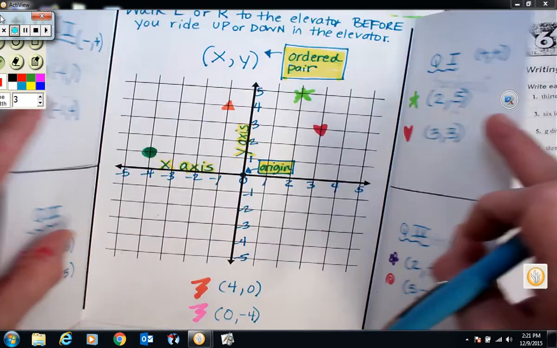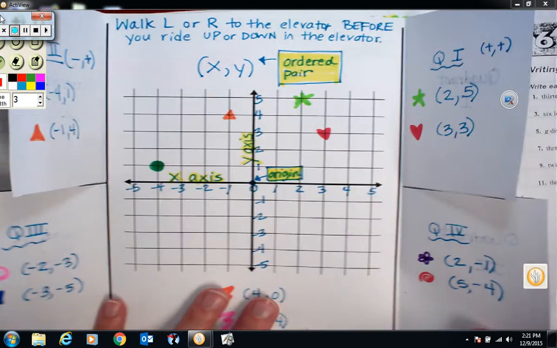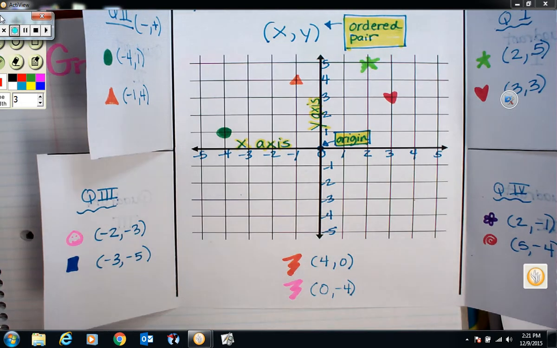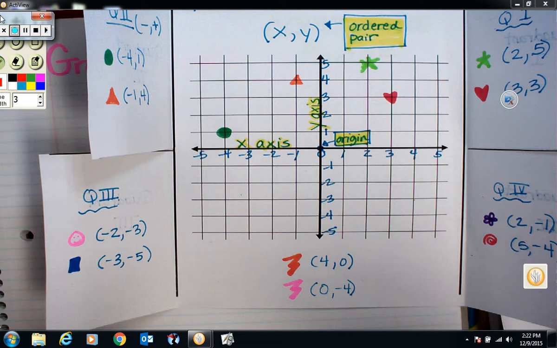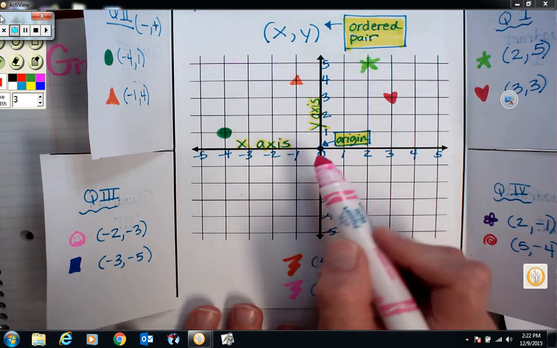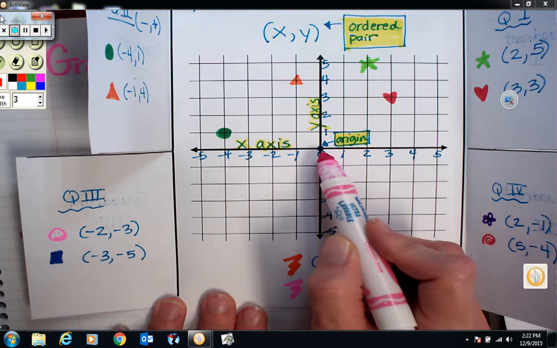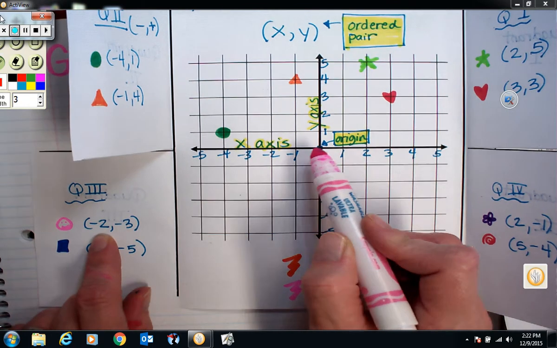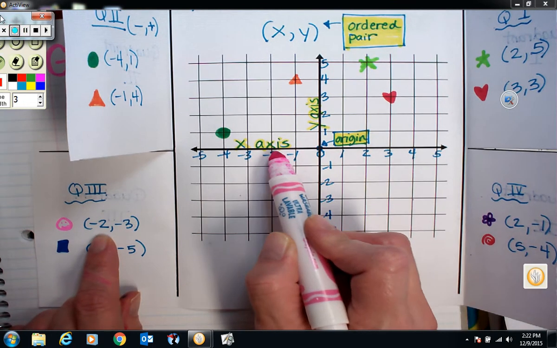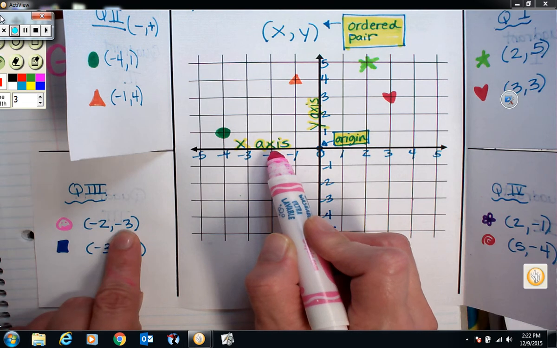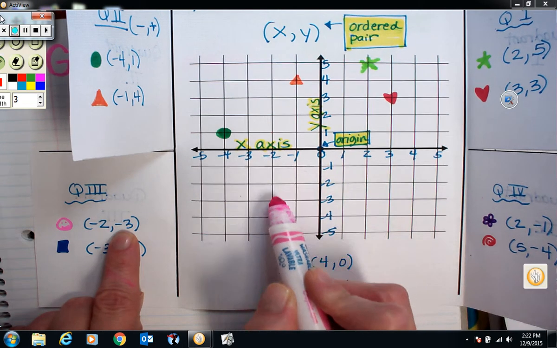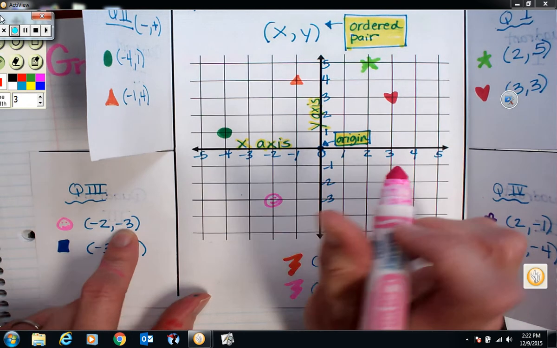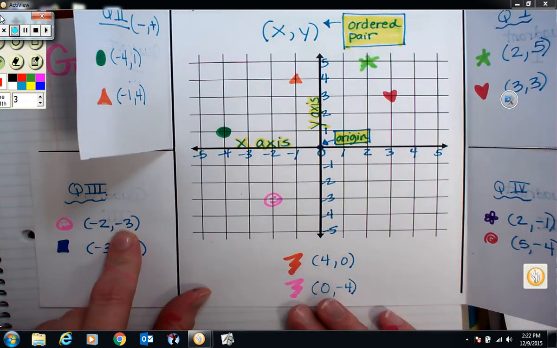So right now we are working in quadrant 3, and we are going to graph a smiley face at ordered pair -2, -3. So I'm going to start at the origin, and the first point is -2, so that means that's where I'm going to move on my x-axis. I'm going to move on my x-axis first to -2, then I'm going to move on my y-axis to -3. So my smiley face goes right here at the intersection of -2, -3.